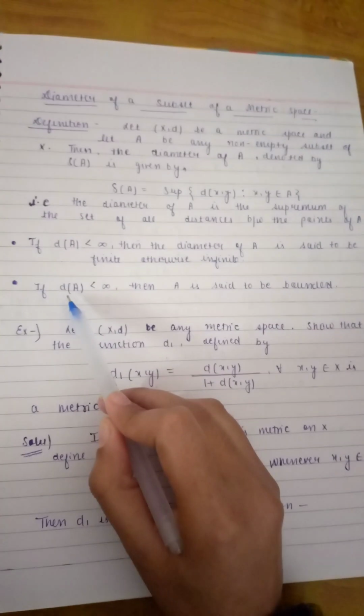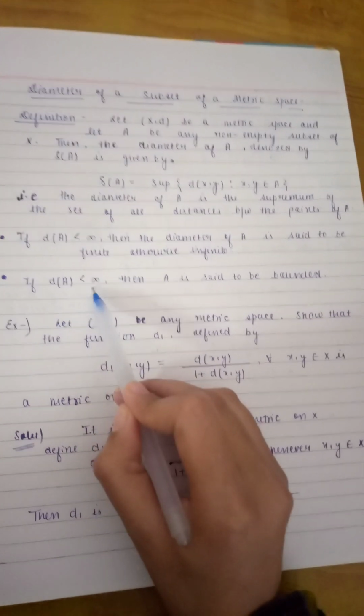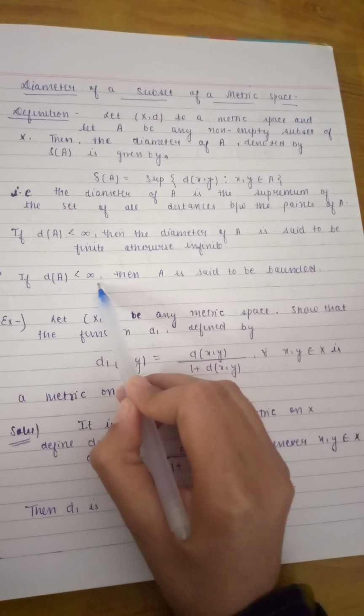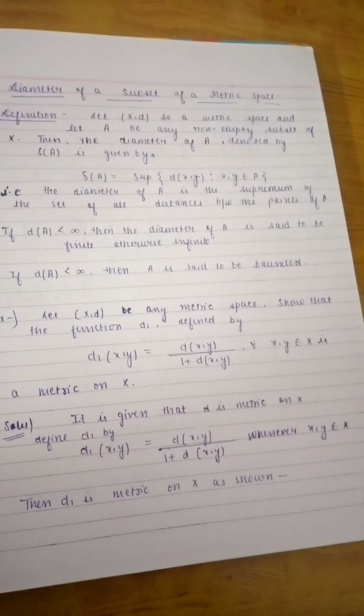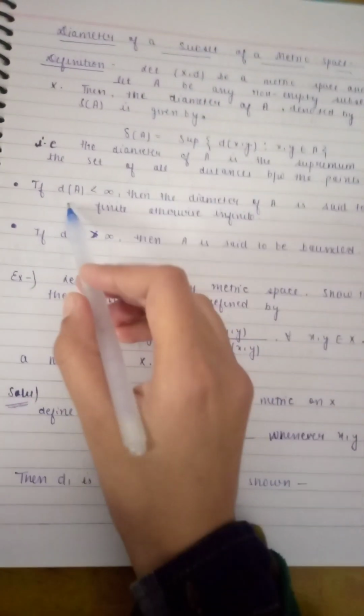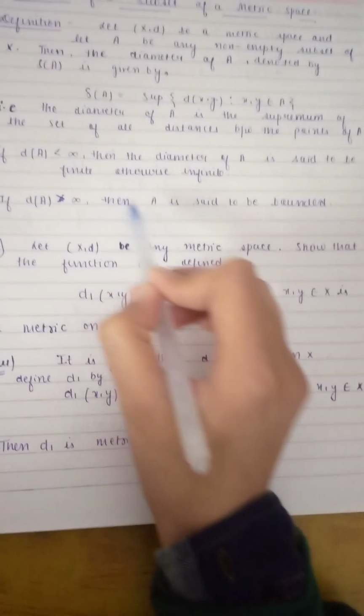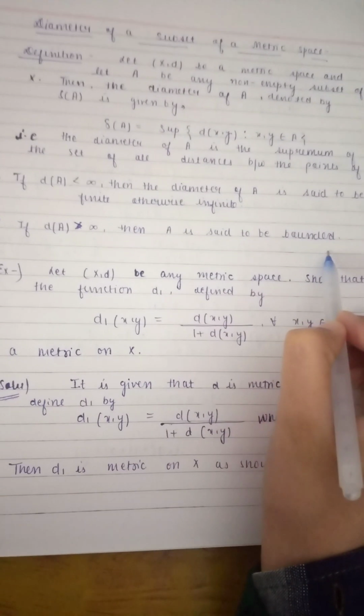If δ(A) is less than infinity, then the diameter of A is said to be finite, otherwise infinite. And if δ(A) is less than infinity, then A is said to be bounded.